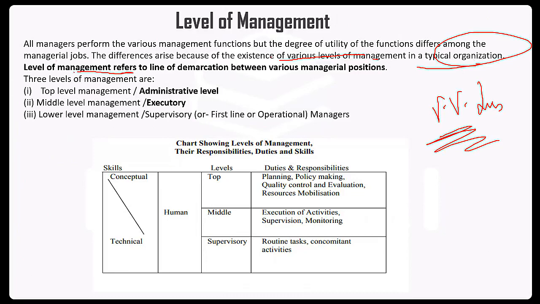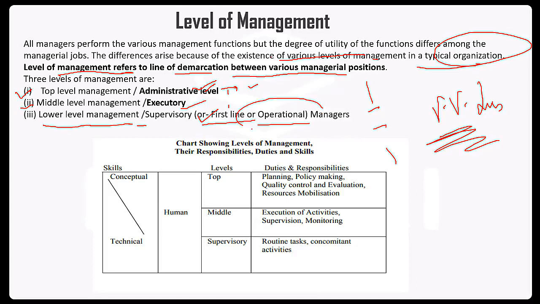Now, what is a level of management? It is a line of demarcation between the various managerial processes, which creates a difference between the levels. Broadly, there can be three levels: top management, which is called the administrative level. We will study the characteristics and responsibilities of the top level. Middle level, which is called executory, acts as a link between the top and the lower level. And lower level management, supervisory, first line manager, also called operational manager.